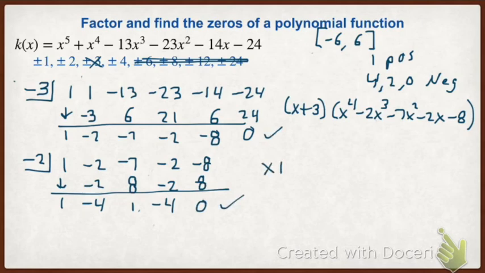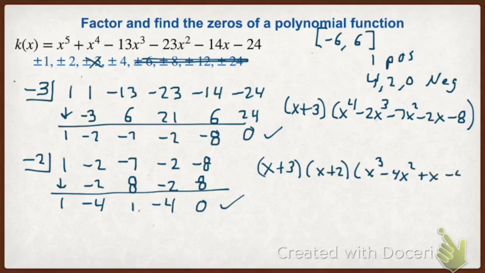So now we have x plus 3, we have x plus 2, and we have x cubed minus 4x squared plus x minus 4. You may or may not remember how to do this, but if we have a cubed function that has 4 terms, we can always try to factor it by grouping. And sometimes you'll notice what's going on here, that we have x cubed minus 4x squared, and then we have an x minus 4. So we can factor this by grouping.